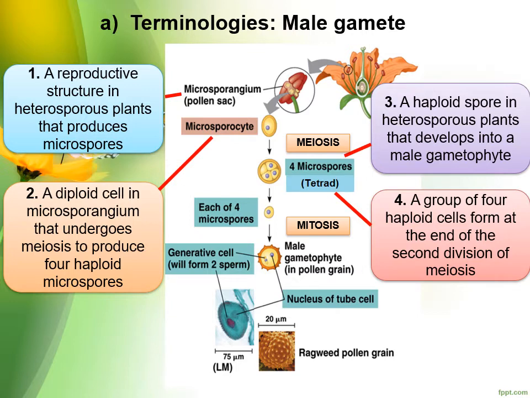Let's look at number 3. What is a microspore? Microspore is a haploid spore in heterosporous plants that develops into a male gametophyte. Microspores are also called a tetrad. When there are 4 microspores, it is called a tetrad. So what is a tetrad? Tetrad is a group of 4 haploid cells formed at the end of the second division of meiosis.